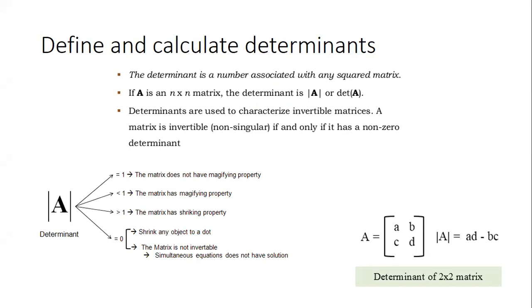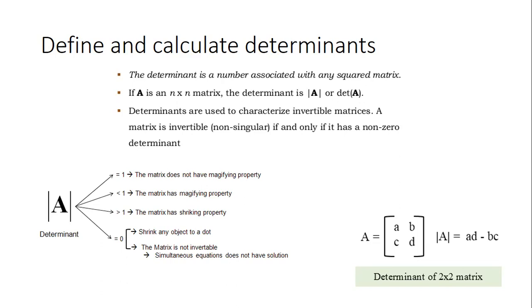The determinant is a number associated with any square matrix. The key thing is that it only works with square matrices. Meaning 2 by 2s, 3 by 3s, 4 by 4s. If A, which we're going to call matrix A, is a square matrix, then the determinant can be written as this. It looks like it's saying absolute value of matrix A, but it's asking for the determinant of A, or it can be stated as det of A.